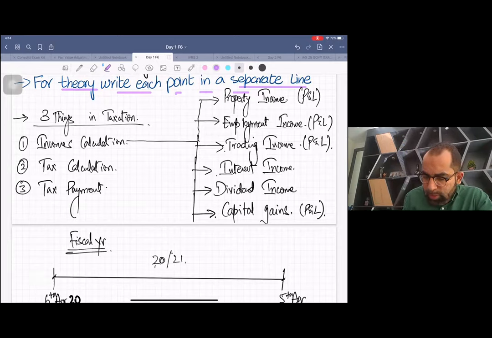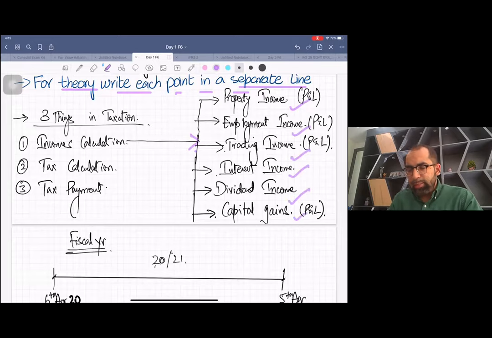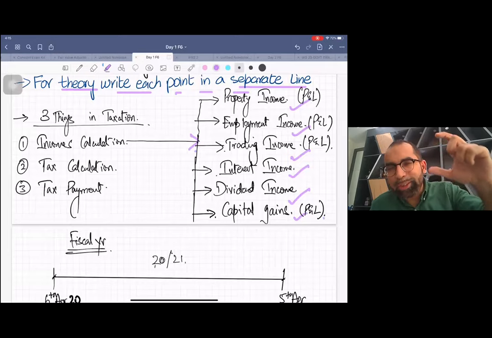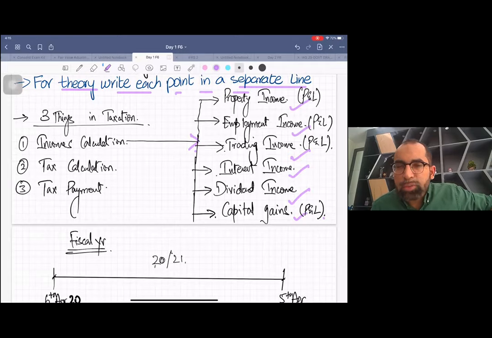Now you can see there are different types of income in our course: property income, employment income, trading income, interest income, dividend income, capital gains, right? Listen, for property income, yes, we need to make the P&L: income less expenses. For employment income, yes, there is a P&L. For trading income, yes, there is a P&L. For capital gains, yes, there is a short P&L, like disposal proceeds less cost.